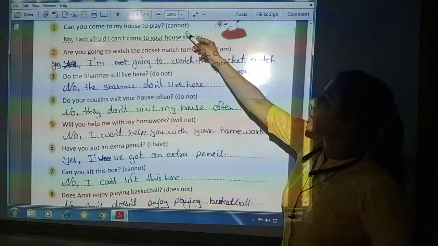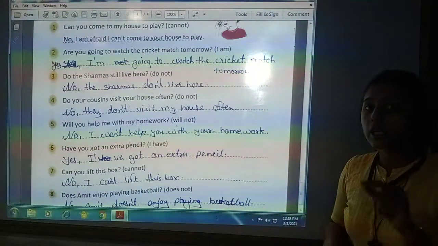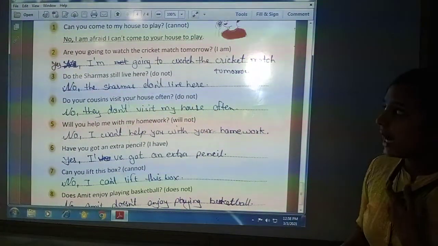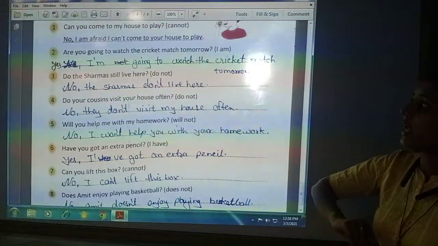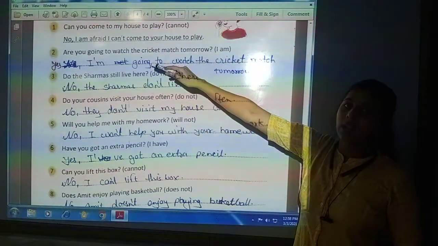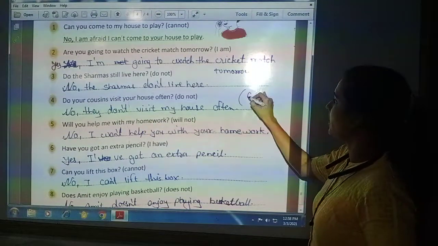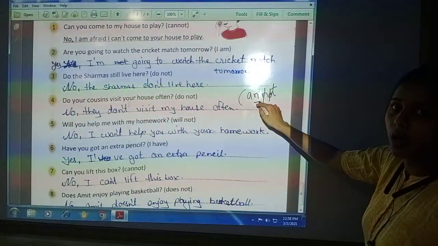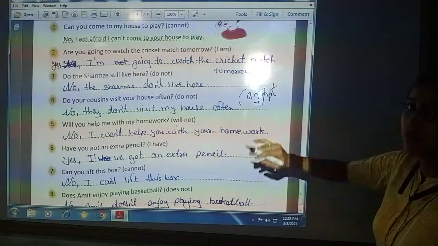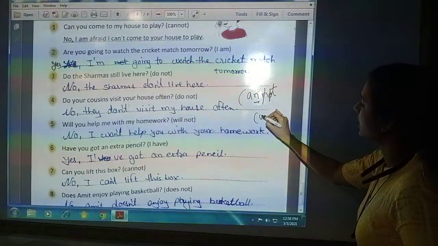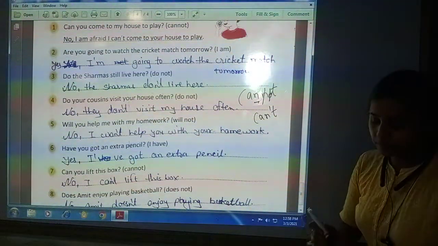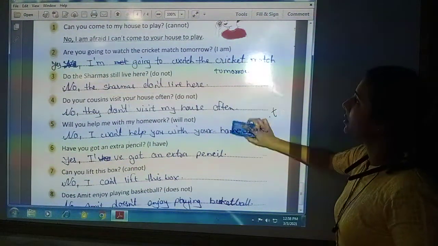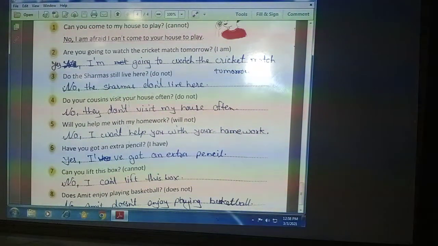So here you can see not is given, that means the answer will be negative. So first you will say no. As I am replying, I will say I am afraid. I cannot will become can't. Can not, in that N and O, because N is already given, and in not we have to remove O. So it will become can apostrophe T, can't. The answer will be I'm afraid I can't come to your house to play.